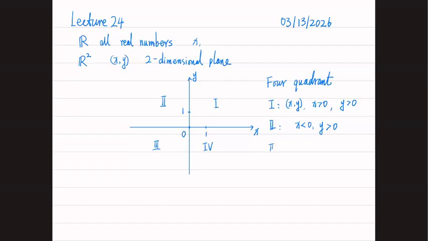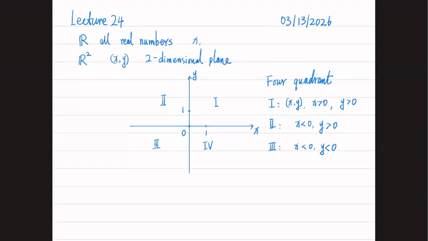Third quadrant, both are negative. And the fourth quadrant, so when we say quadrants, usually we do not consider the axes. Points on the axes are not in any of the quadrants.